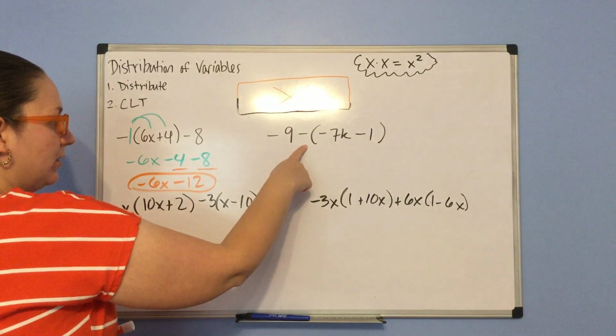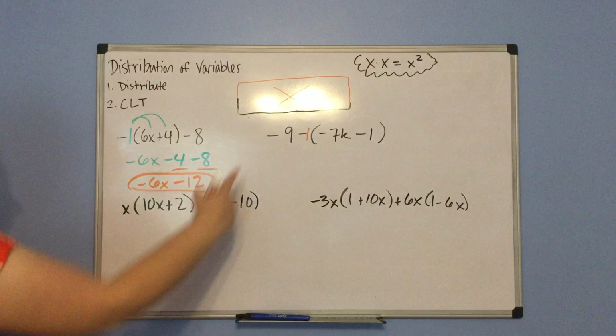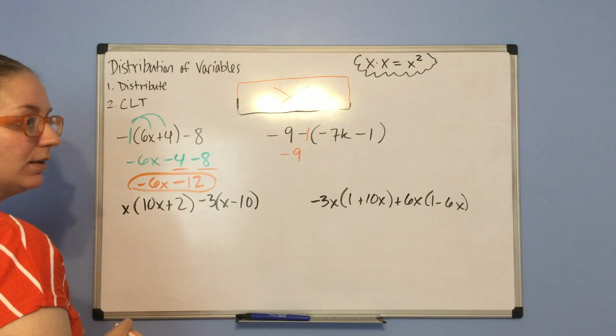Another one where we're just distributing a negative here. If you'd like to write in that -1, go for it. This -9 is not part of the distributing, so it's going to stay what it is and where it is.